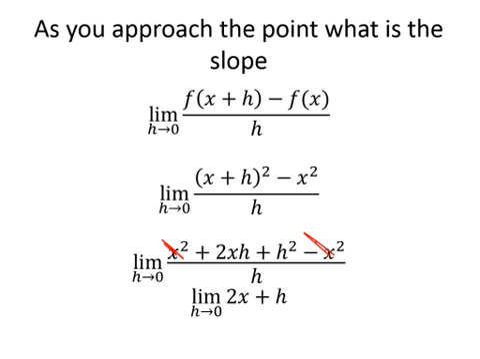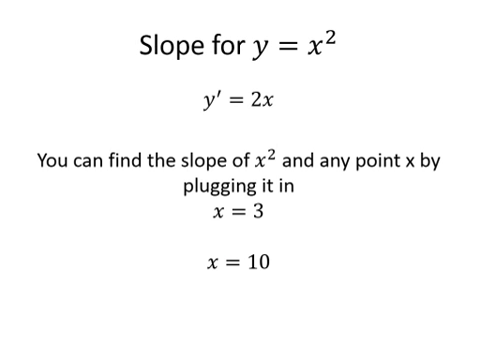Now we take the limit as h approaches 0 of this function, which gives us just our answer as 2x. Now, that means that the slope for y equals x squared is y prime equals 2x. So what that means is that instead of finding the slope for a single point, we have found an equation to find the slope of the line at all points.